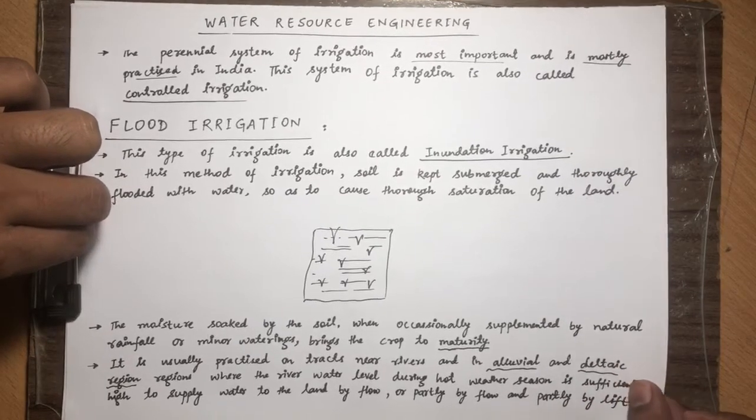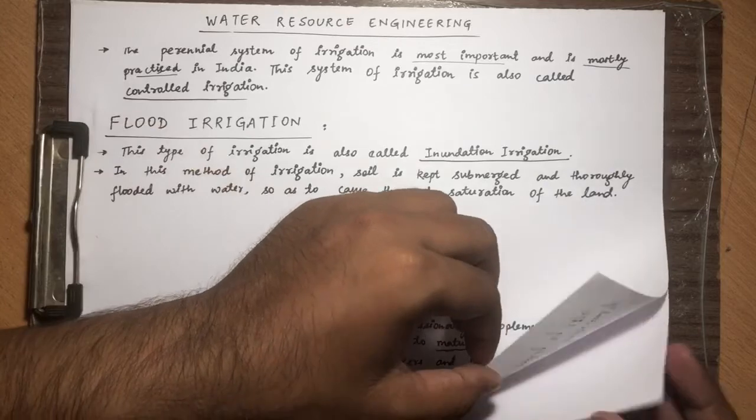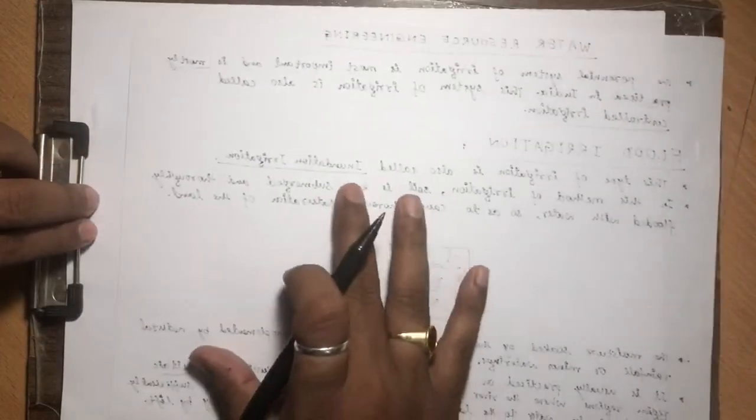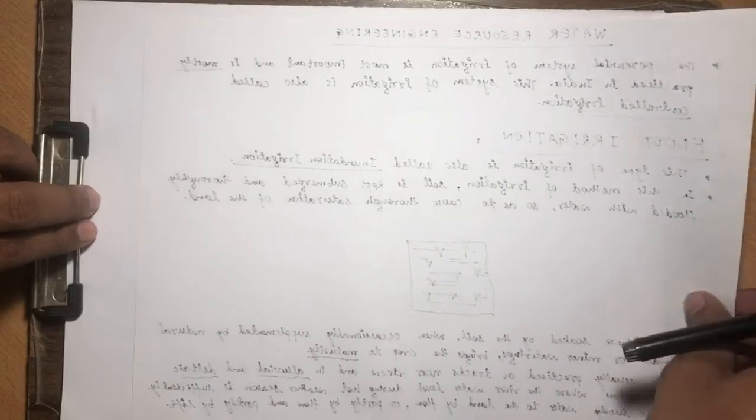Where can we do this? Because this requires a huge amount of water. We can do this in a region where water is available sufficiently. So what are those regions? In India, it is the Indo-Gangetic Plain, meaning the region closer to the river Ganga. In that region water is present sufficiently.